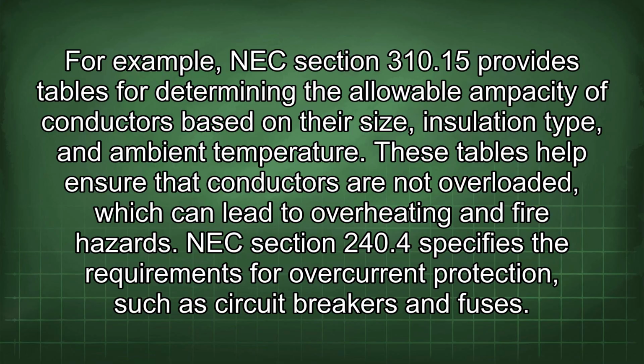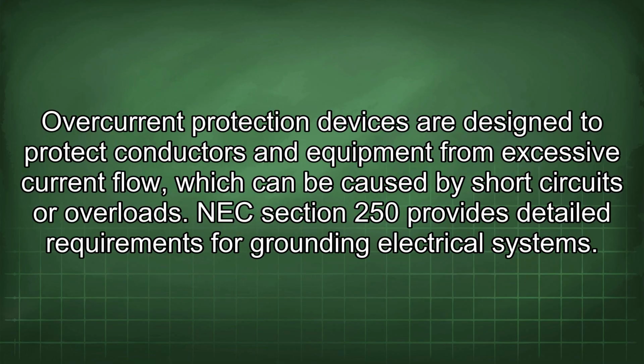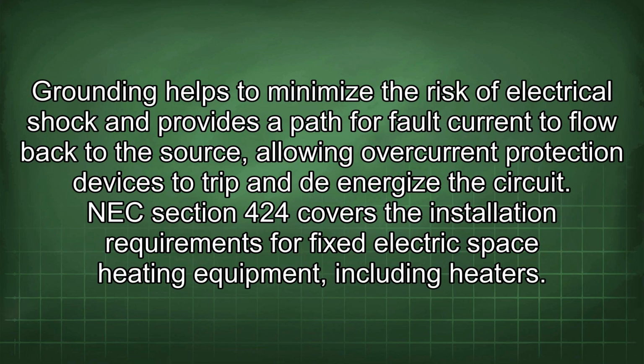NEC Section 240.4 specifies the requirements for overcurrent protection, such as circuit breakers and fuses. Overcurrent protection devices are designed to protect conductors and equipment from excessive current flow, which can be caused by short circuits or overloads. NEC Section 250 provides detailed requirements for grounding electrical systems. Grounding helps to minimize the risk of electrical shock and provides a path for fault current to flow back to the source, allowing overcurrent protection devices to trip and de-energize the circuit.